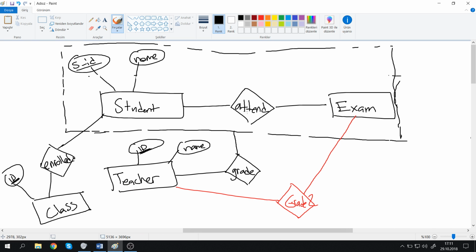But this one, we could have some entries beforehand. So we have some exams that students are attending, but they might not be graded yet. So they are not immediately graded when we are adding them to our database. We can grade them later on.